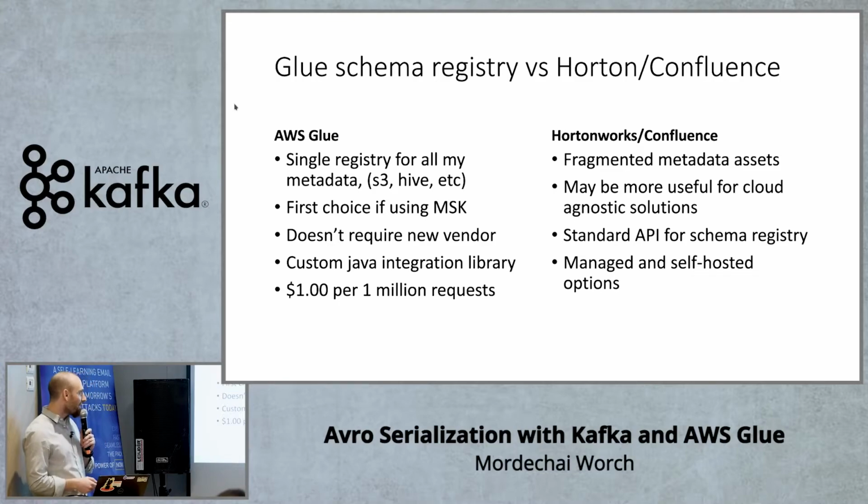But on the other hand, if you're using AWS Glue for other metadata, for example, for us, we use it for Hive tables for S3, then it makes sense to continue using it. And if you're using managed Kafka through AWS, why not use yet another AWS Glue service? However, if you want a more cloud agnostic solution, and you don't mind fragmented metadata assets, then you can use Confluent and other services for other types of metadata.